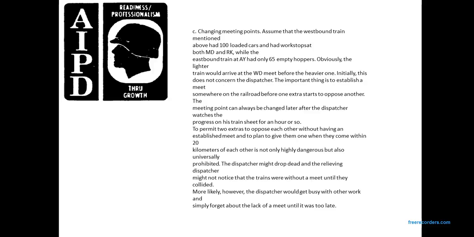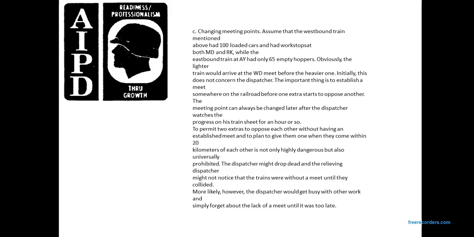Changing meeting points. Assume the westbound train had 100 loaded cars, working stops at MD and RK, while the eastbound AY had 65 empty hoppers. Obviously, the lighter train would arrive at Wildwood before the heavier one. It initially does not concern the dispatcher. The thing is to establish a meet somewhere on the railroad, one extra going to meet the other. The meeting point can always be changed later.